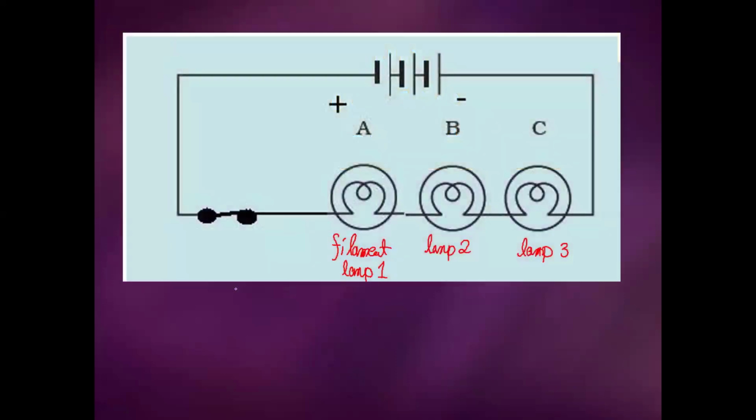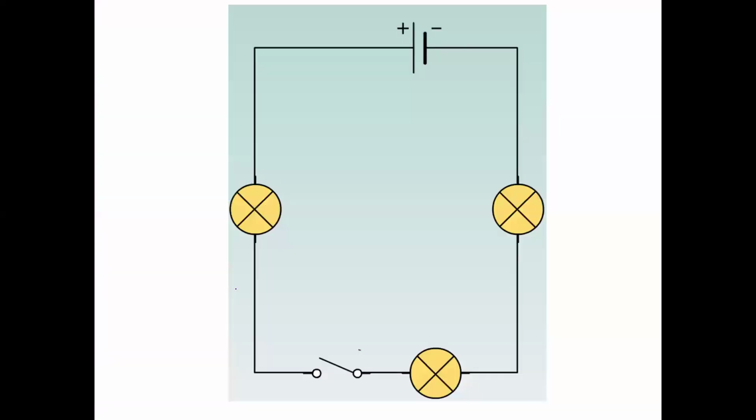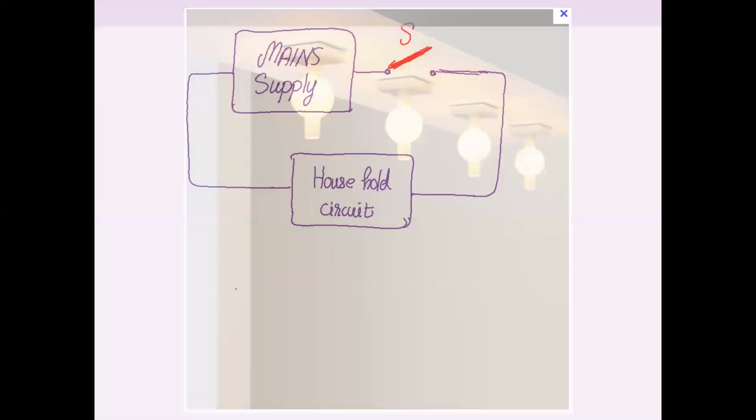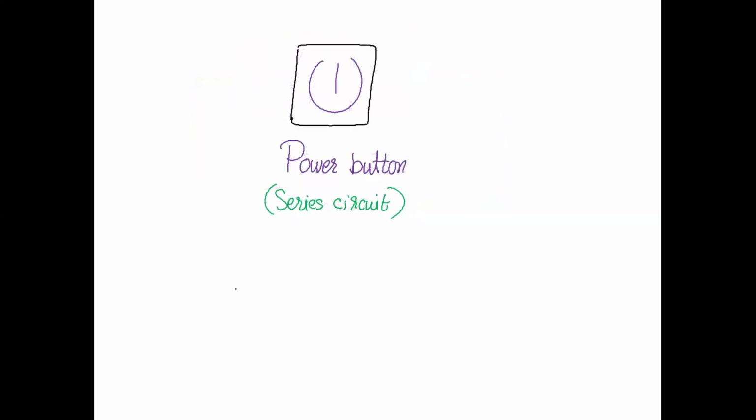Normally, series circuits in our homes are less common. We use them when we want to run similar devices and control them by a single switch. Sometimes we have these types of circuits, like two lamps connected in series so they can go off and on together. Our main supply in our house is also a series circuit. When we switch it off with one switch, the whole circuit is gone. This is a power button in all our common devices. This is again a series circuit.